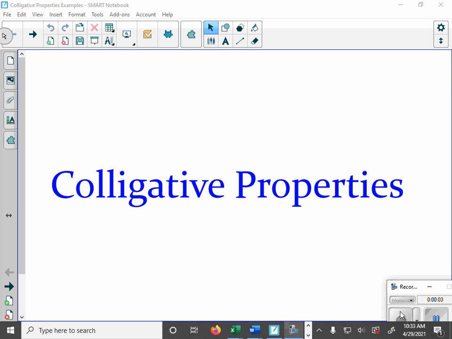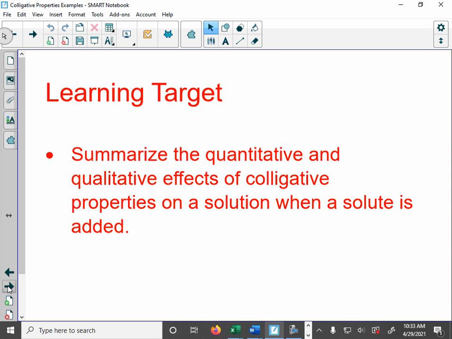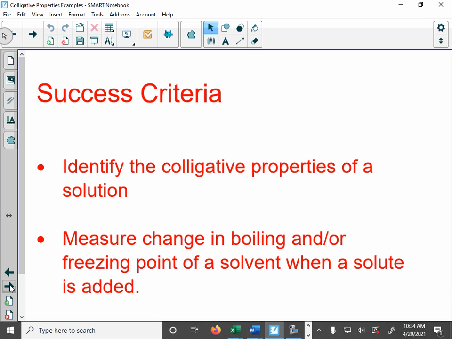All right, today we are going to be talking about colligative properties. Our learning target is to summarize the quantitative and qualitative effects of colligative properties on a solution when a solute is added. And to hit those learning targets, our success criteria are to identify the colligative properties of a solution and to measure the change in boiling and or freezing point of a solvent when a solute is added.